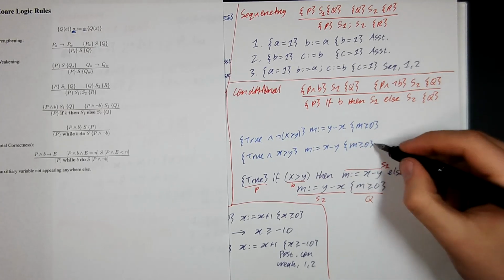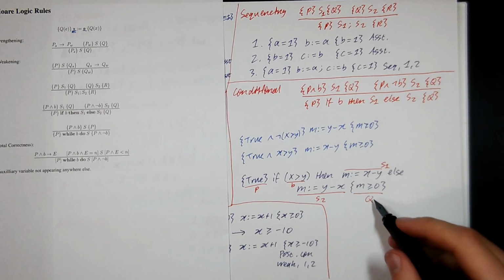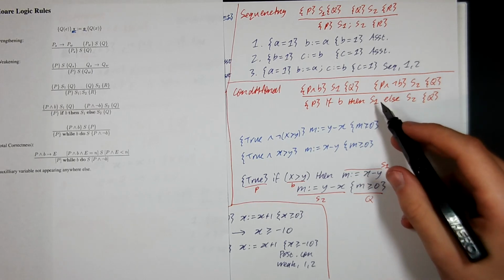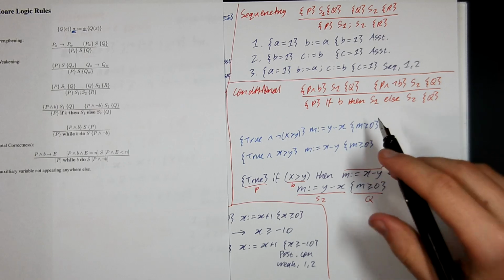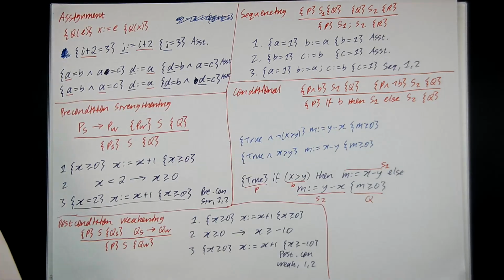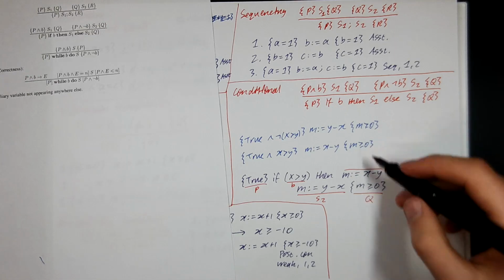So if I can prove both of these lines, then I can prove this line here by connecting them together with the conditional rule. How do you prove these two lines? Using all the other rules for Hoare logic that we've seen before. Okay? So we'll go through this proof together.